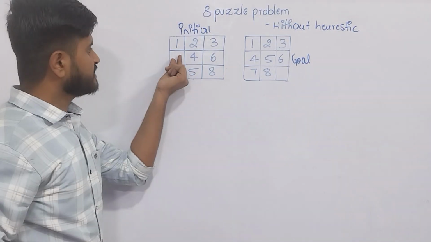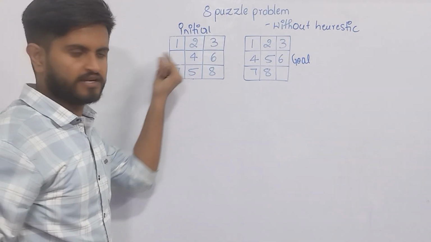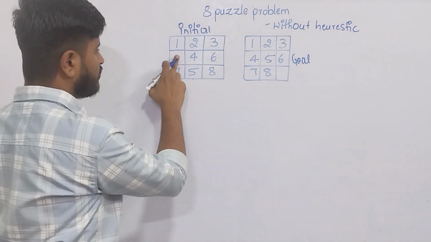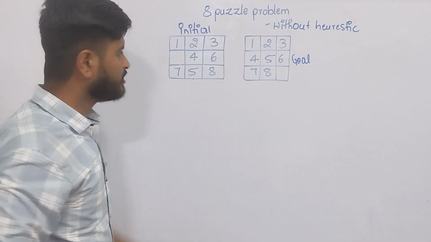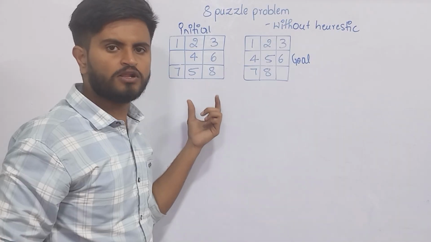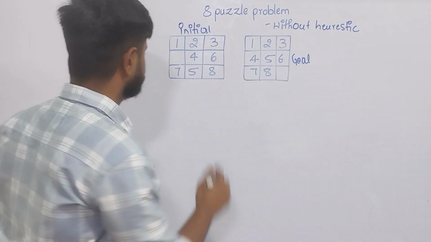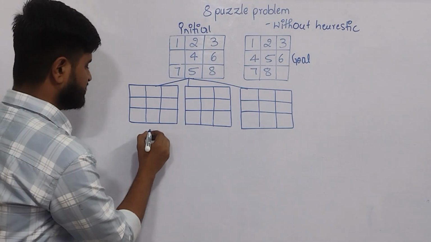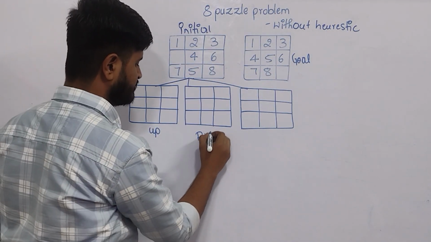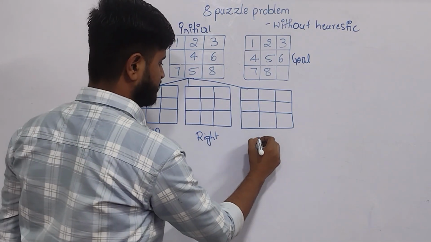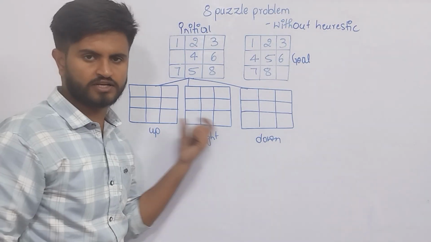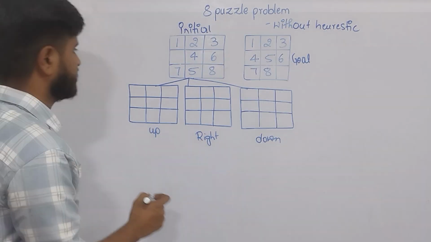If you see, the empty space is here. So the empty space can move upside, it can move right side or it can move downside. Because we are not using the heuristic value, we should travel all the possible paths. Now the three possible conditions are upside, next right side and then downside. You can write any one first, you can write downside first, or right side first, that also you can write.